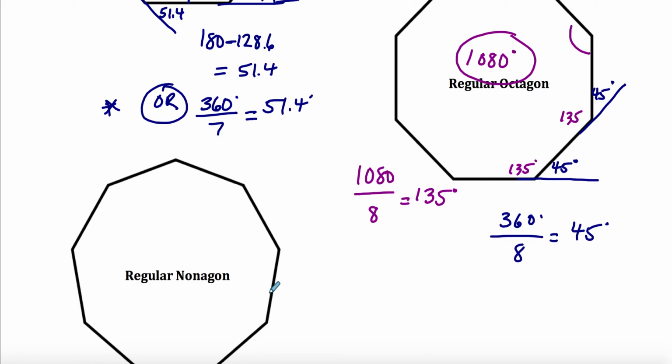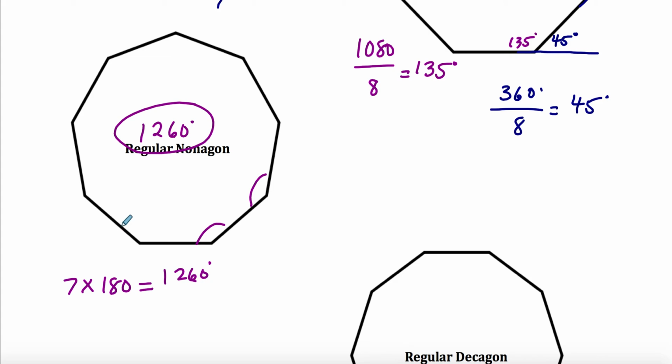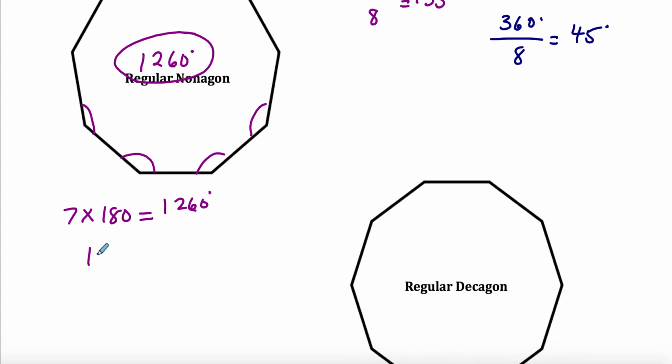What about a nonagon? So if we had 9 sides, we would have to take off 2. So 9 sides, that'd be 7 triangles inside. So 7 times 180 is 1,260. What is the measure of each interior angle, if it's a regular nonagon? We would take 1260 and divide it by 9, because there are 9 angles inside of a 9-sided figure, and we get 140 degrees.